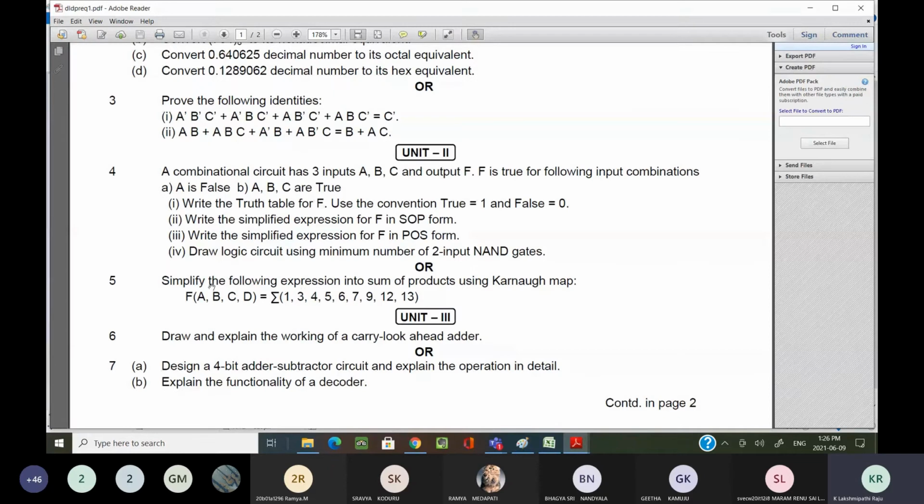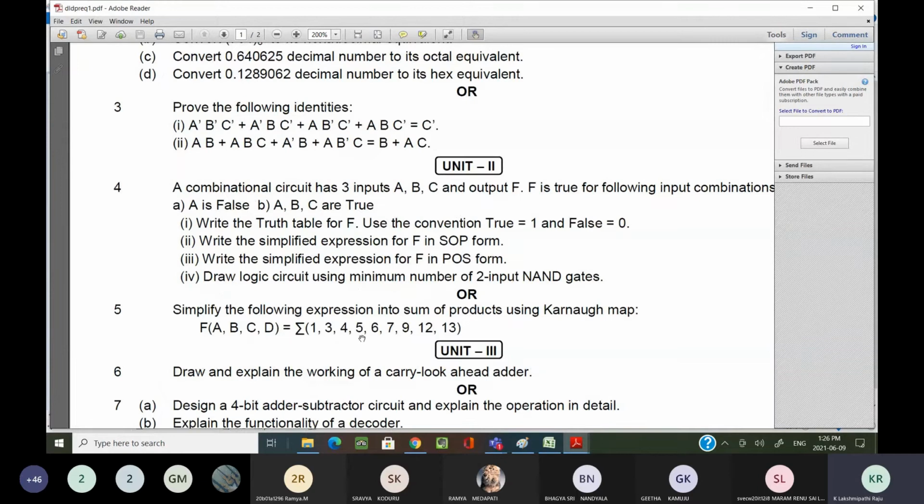Now note down this problem, and I want an answer for this problem. Problem number 5. I hope my screen is visible to each and everyone. I can increase the font a little bit. Question number 5, note down the problem in your running notes. Simplify the following expression into sum of products using a Karnaugh map. The given expression is in the form of standard SOP. These are the minterms.